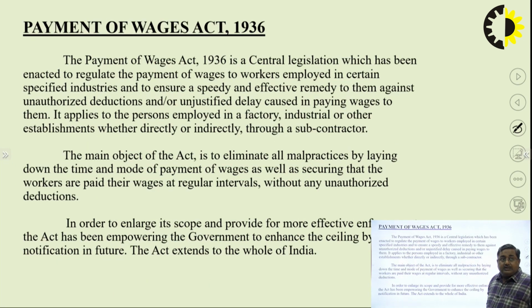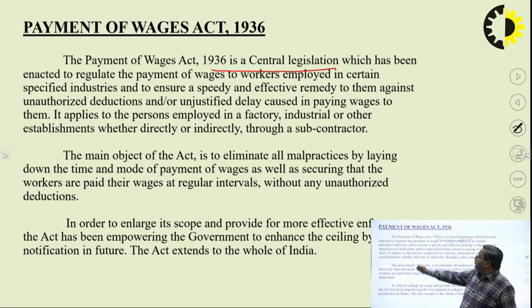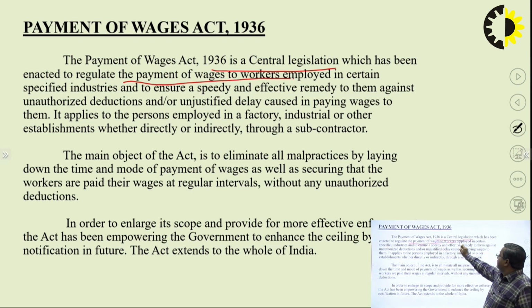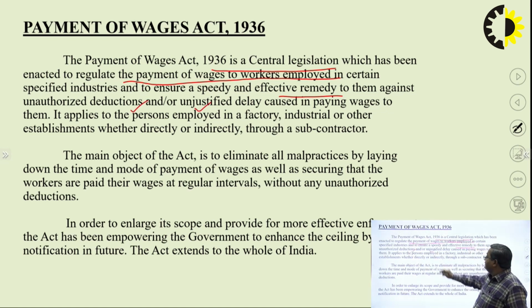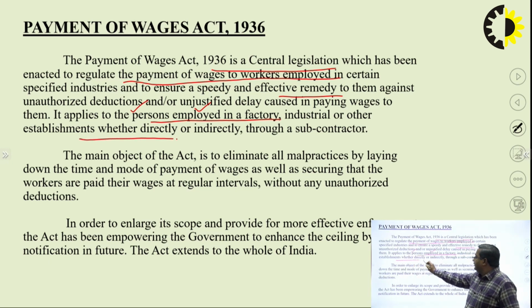The Payment of Wages Act 1936. The Payment of Wages Act 1936 is a central legislation which has been enacted to regulate the payment of wages to workers employed in certain specified industries and to ensure a speedy and effective remedy to them against unauthorized deductions or an unjustified delay caused in paying wages to them. It applies to the person employed in a factory, industrial or other establishment, whether directly or indirectly, through a subcontractor.